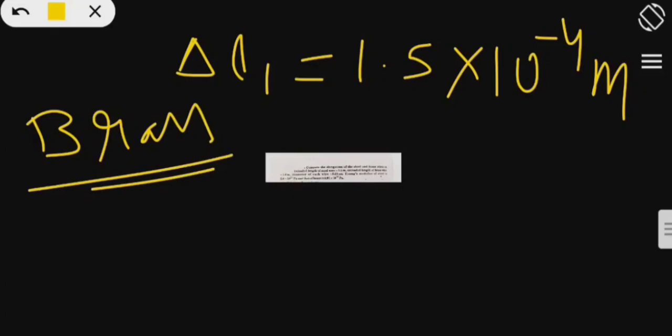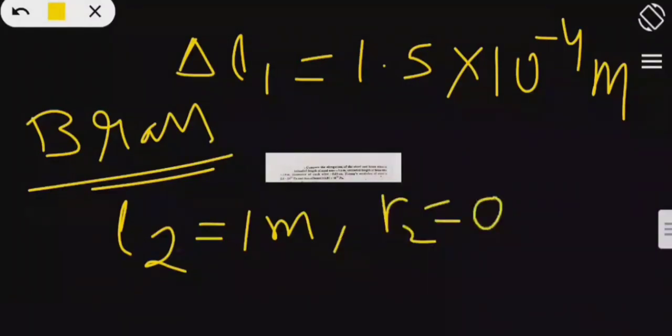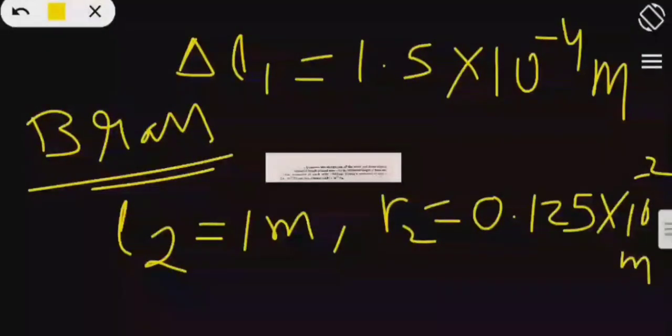Okay. Now let us find out for the brass wire. Give the heading for the brass wire. Here I have to write the formula and given data again. L2 is 1 meter, R2 is the same because the diameter is the same for both the wires, so there is no need to calculate again. 0.125 into 10 to the power minus 2 meter, this is R2.